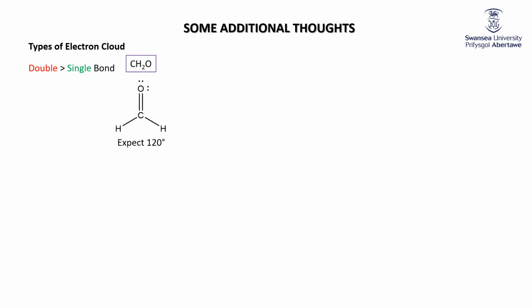So for example, formaldehyde here, the carbon has single bonds to hydrogen and a double bond to oxygen: 1, 2, 3 groups of electrons, so the ideal or expected angle would be 120. However, the double bond is more repulsive, pushing those away, so the angle due to the double bond pushing away is 122 degrees, bigger than 120, squishing these single bonds together at their angle of about 116.